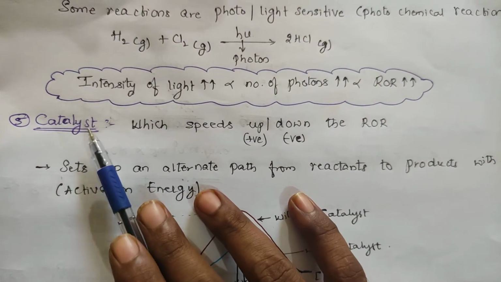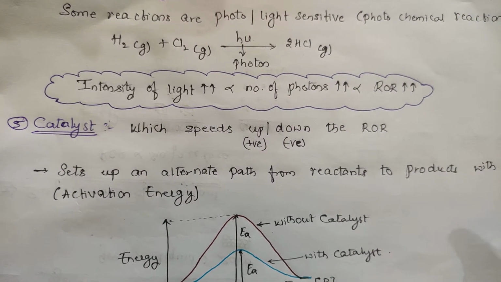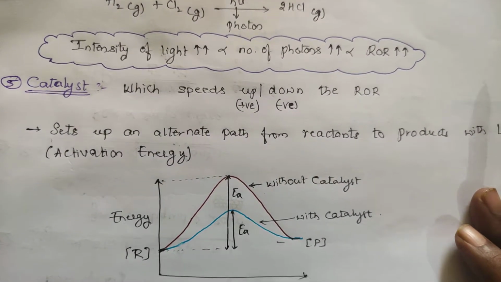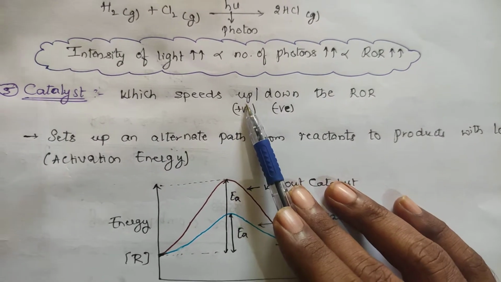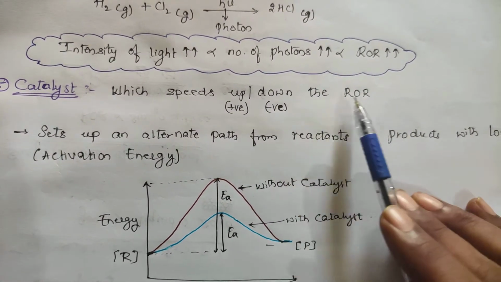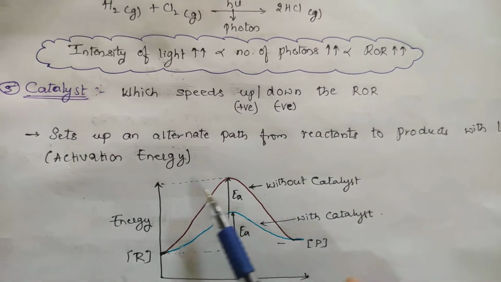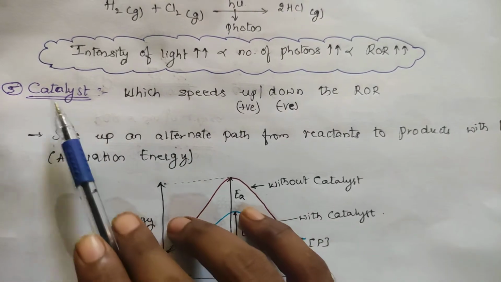Next condition is catalyst. A catalyst is a substance which speeds up or slows down the rate of the reaction. A catalyst can increase the speed of the reaction. If it increases the rate of reaction, that is called a positive catalyst. If it decreases the rate of the reaction, that is called a negative catalyst.